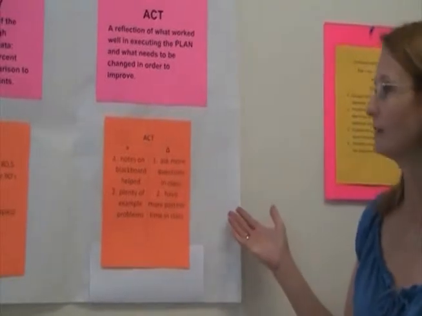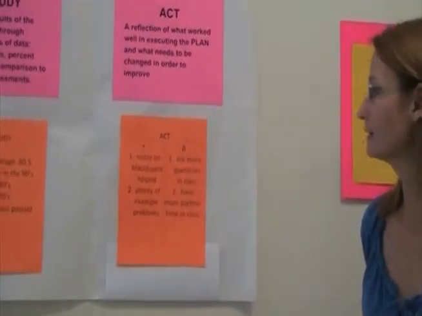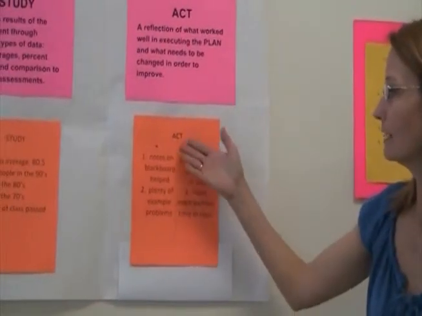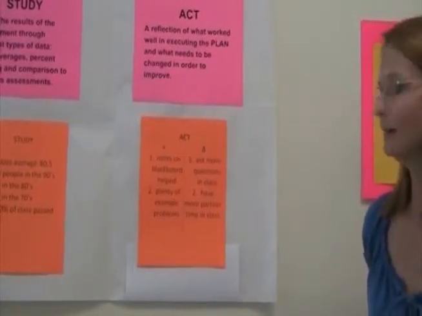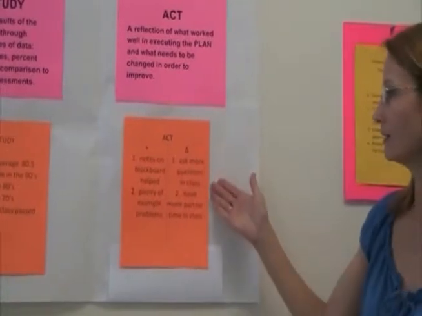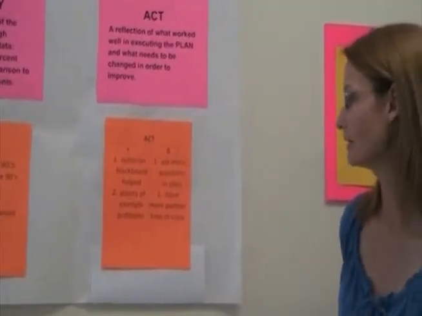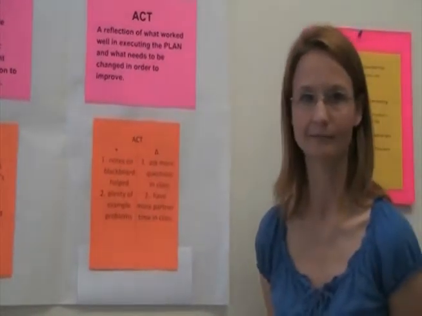And here is a plus-delta chart for the math class. For the plus, things that worked well were notes on Blackboard helped, plenty of example problems. These are some things that need to be changed in the delta column. Ask more questions in class. Have more partner time in class.